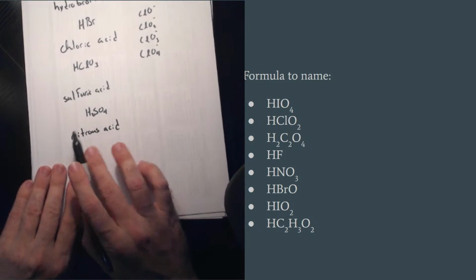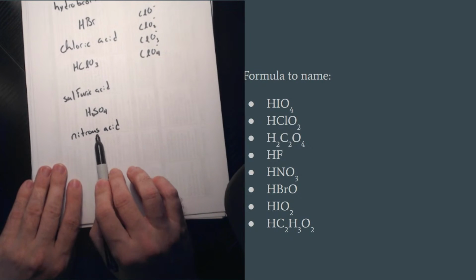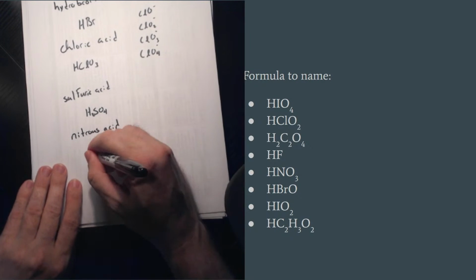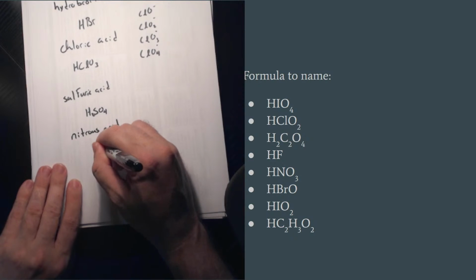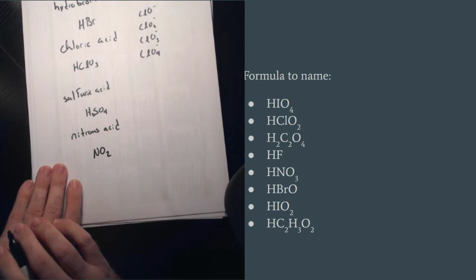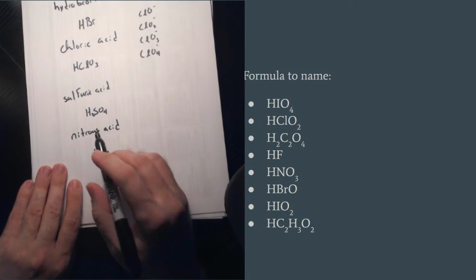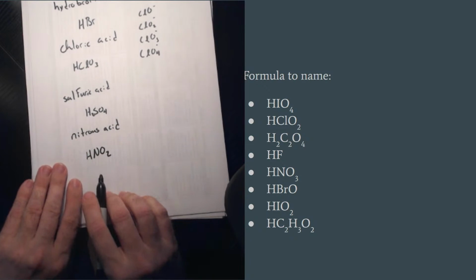Again, no hydro, so it's a polyatomic ion. -ous means -ite, so that is nitrite. So NO2, 1 minus. 1 minus means there's only 1 hydrogen.